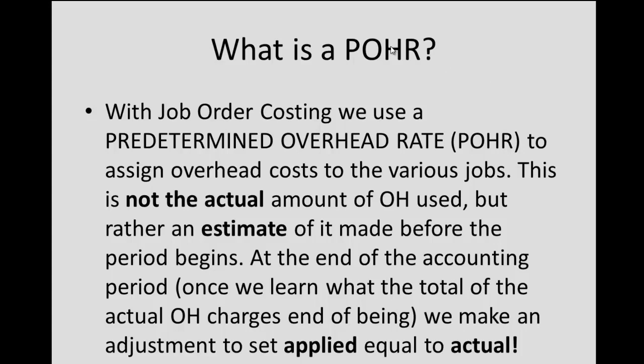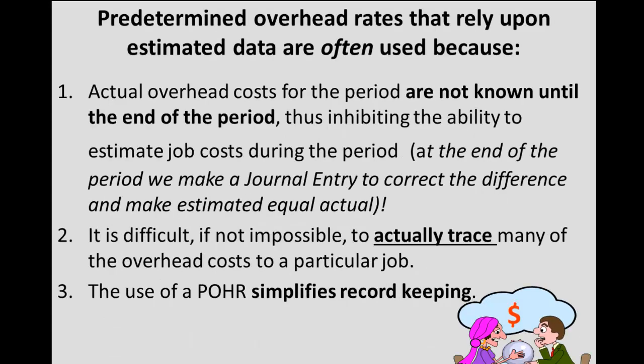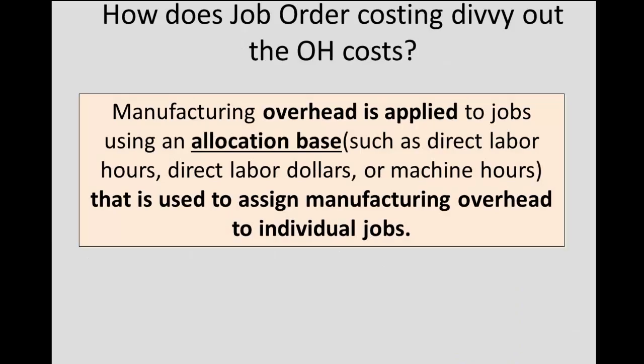Here we can see what a predetermined overhead rate is, and it's something we use to assign overhead costs to various jobs. Like I mentioned before, this is not the actual amount of overhead used, but rather an estimate. At the very end of the accounting period, once we know what the actual charges are, we're going to compare the two and make the amount that we applied equal to what the actual was. If you want to pause the screen here, once again, here are some reasons why a predetermined overhead rate is necessary. Manufacturing overhead is applied to jobs using an allocation base, such as direct labor hours, direct labor dollars, or machine hours.